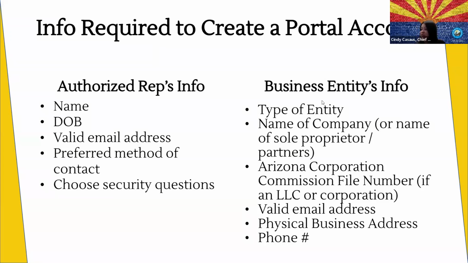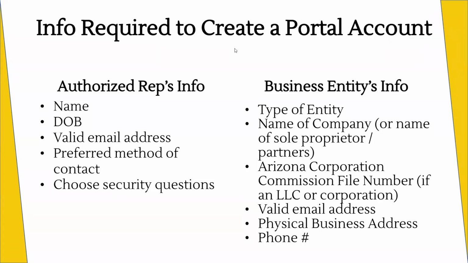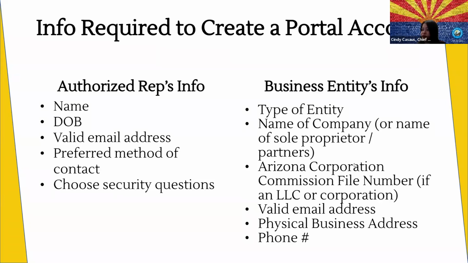And then as is usual with other online systems is you'll need to choose some security questions. Then you'll also need the business entity's information. So what kind of business is it? The type of entity, the name of the company, the Arizona Corporation Commission file number, if you're an LLC or corporation, again, a valid email address, the physical address of the business, and a telephone number.